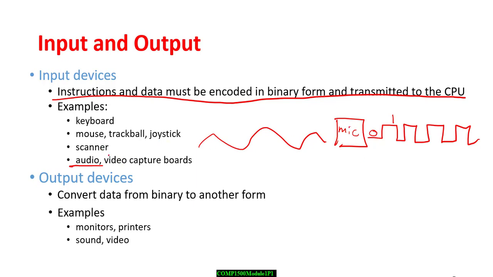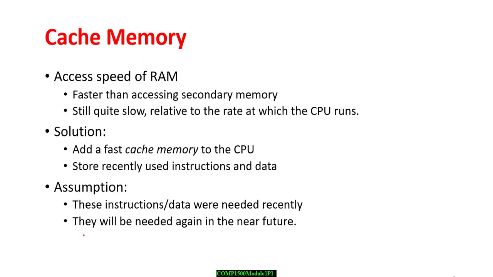Same applies for the scanner. It will change the picture to an image on the computer. The joystick, the one we play PlayStation with, changes the movements into electronic waves for the computers. So these are all called input devices. Output devices, on the other hand, do the other way around. They change the digital into real world values like the sound, the video, monitors and printers. All of these are output devices.